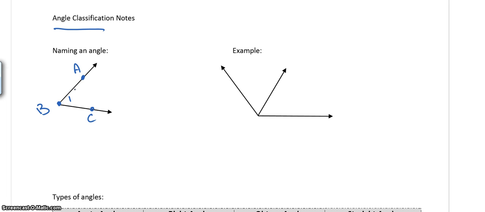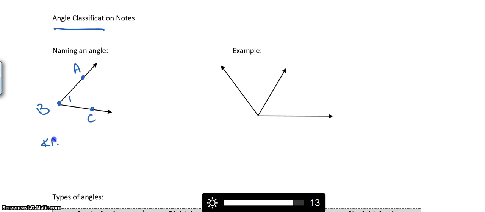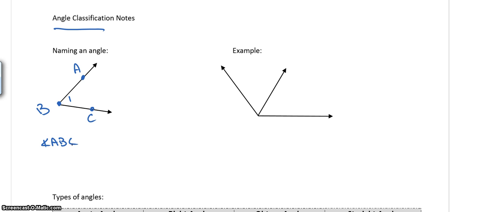Now, when we name this angle, we can name it multiple ways. We can name it angle ABC or angle CBA. Again, our vertex has to be in the middle. You could also call this angle B or angle 1. Angle B is special because there is only one angle at vertex B. And if there's a number there, you can always call it by that number.